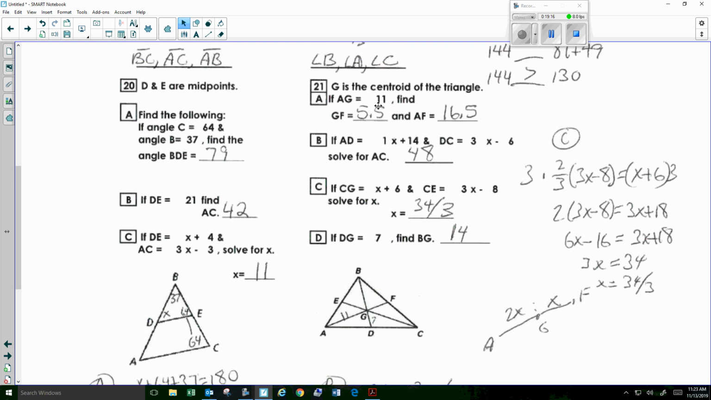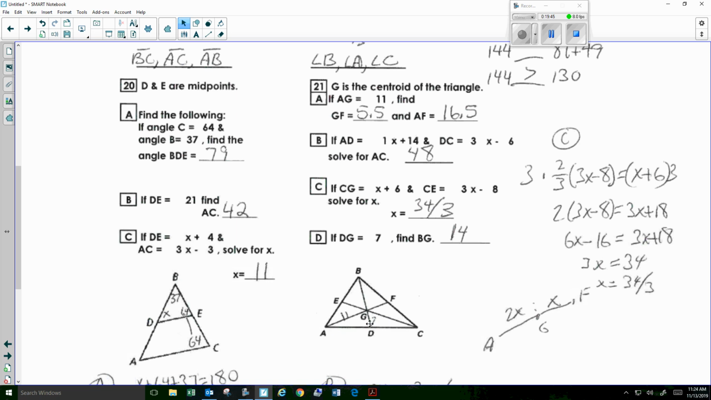I told you G is a centroid, so I didn't have to put all the congruent symbols on each of these sides to show that they're midpoints. They already told you that G is the centroid here. AG is 11. Well, we know then that GF must be half of that, 5.5. You add the two together for the whole length, 16.5.